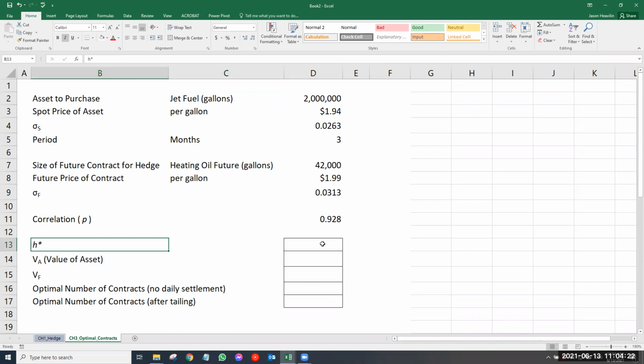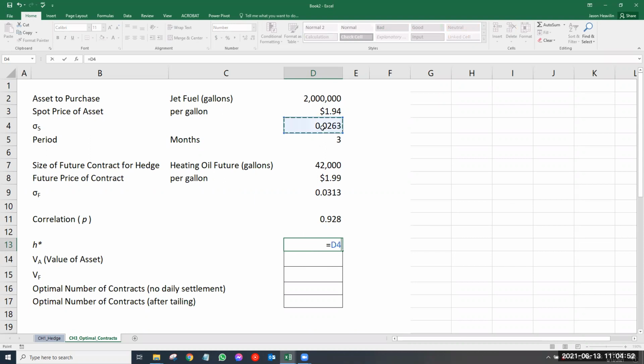So let's start with this H. H is a factor that I want to know in order to get the ultimate calculation that we need to do. All right. So let me start the formula. You are going to take the spot standard deviation, and you're going to divide it by the standard deviation of the future contract. We're going to put parentheses here just for good measure. And all that is going to be multiplied by the correlation. And that's our H factor.